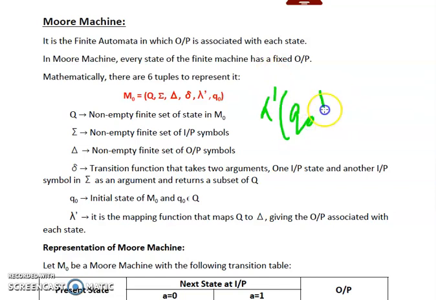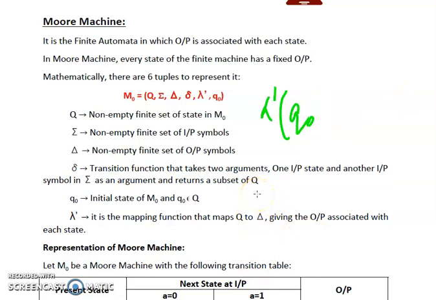Then lambda dash will tell us what is the output associated with the state Q naught. For example, suppose with the state Q naught, the output associated is A. So that means the output is represented on the right hand side of this particular function. So lambda dash provides us a mapping function to map capital Q to capital delta, that means the state, to the output that is represented using capital delta.